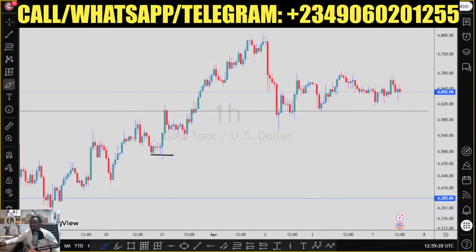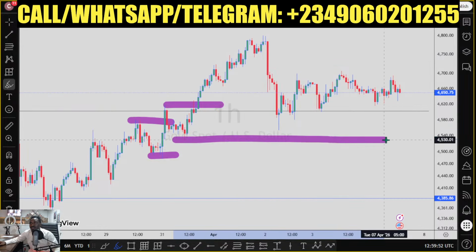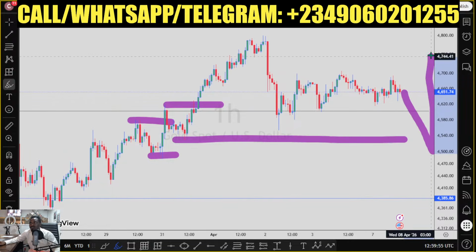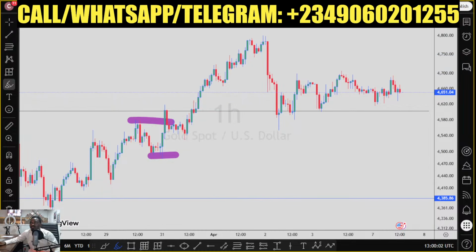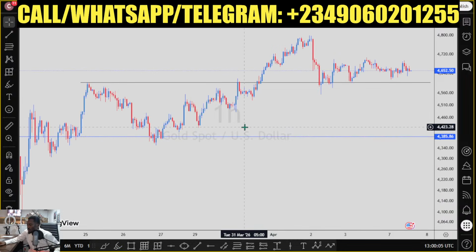If you don't understand this, let me show you once again. This structure was taken out through a sweep. We took out this high, we retested again, we broke structures, we went up. We have unfinished business right here. So price needs to come down, finish this business before going up. So that is what we have on XAU paired against USD.